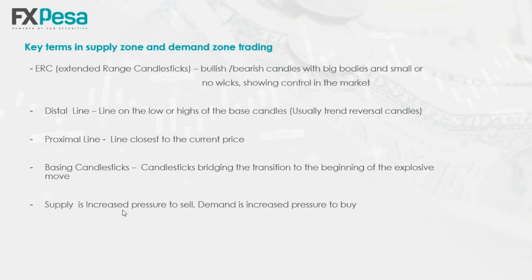The other term is supply. So we say that supply refers to an increased pressure to sell, and this is caused by an imbalance where majority of traders have excess sale orders. When we talk about demand, demand refers to an increased pressure to buy along a particular zone, and this is mostly caused by an imbalance where majority of traders have excess buy orders lying along that zone.